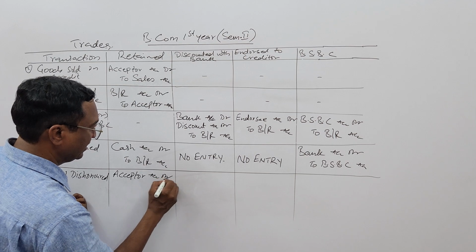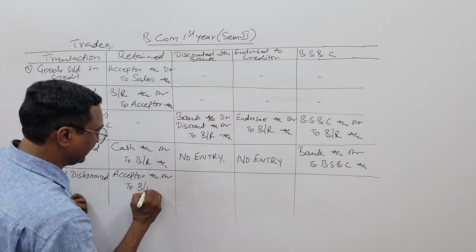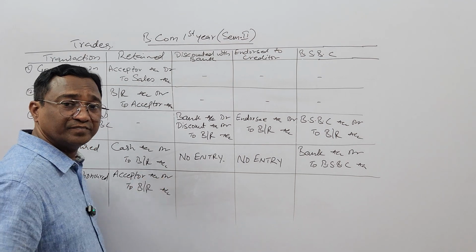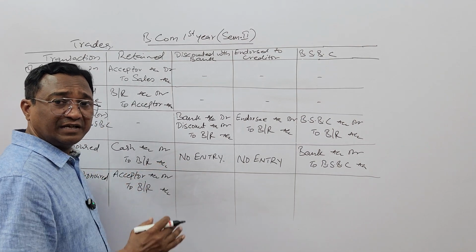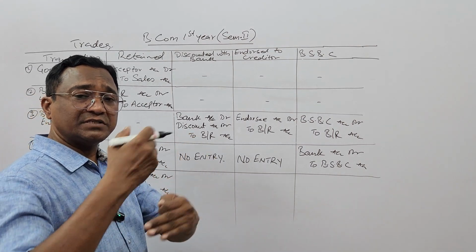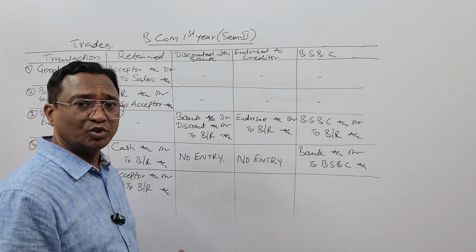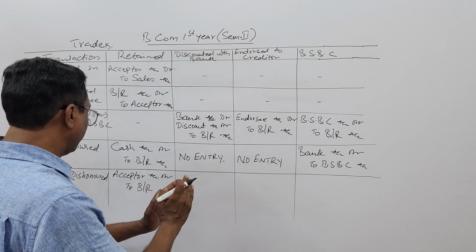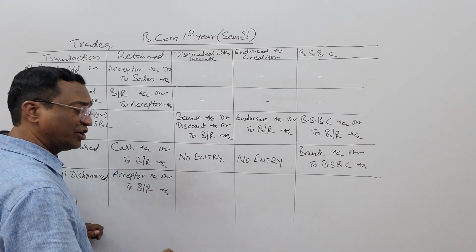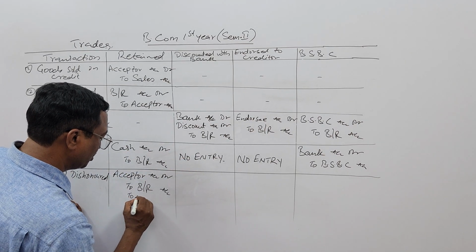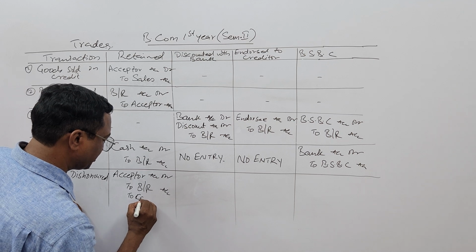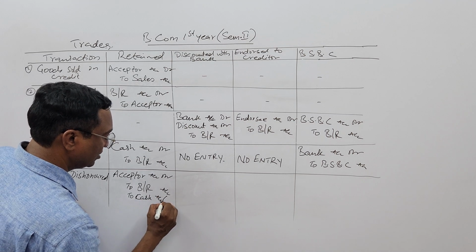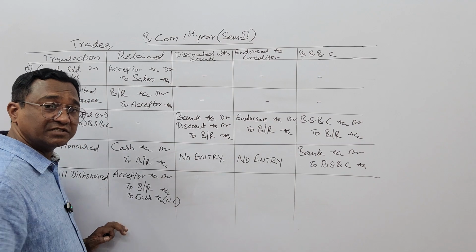Acceptor account debit, and whatever bill we have, we are returning it back to the customer. So the bill is going out from us and that customer becomes a debtor. So again he becomes a debtor, so he has been debited. Now, in case there are any noting charges, to cash account, we will record them separately as noting charges.